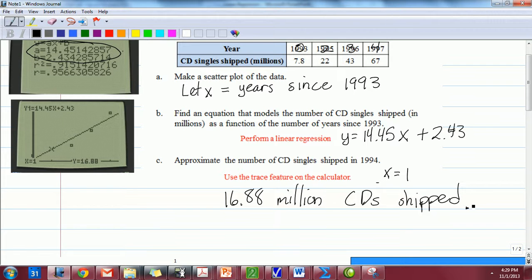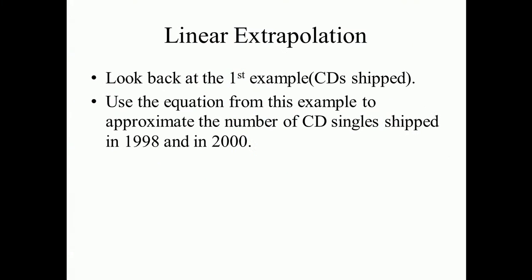Extrapolations are different. With an extrapolation, you're trying to find data outside of the data points that you have. So notice here, your singles shipped are the ones that show how many CDs were shipped in 98 and 2000. This is where we're going to do a linear extrapolation.